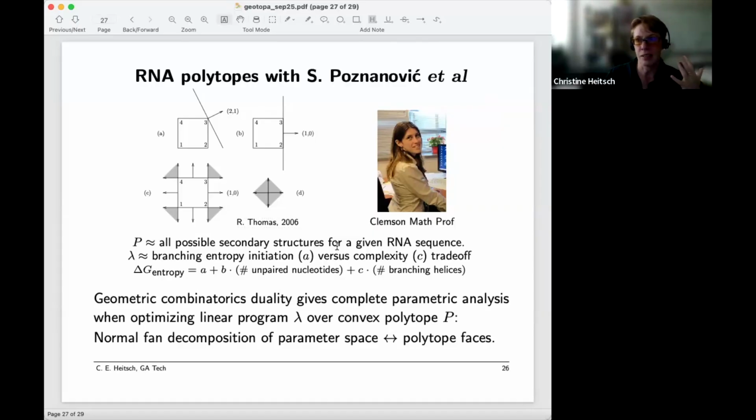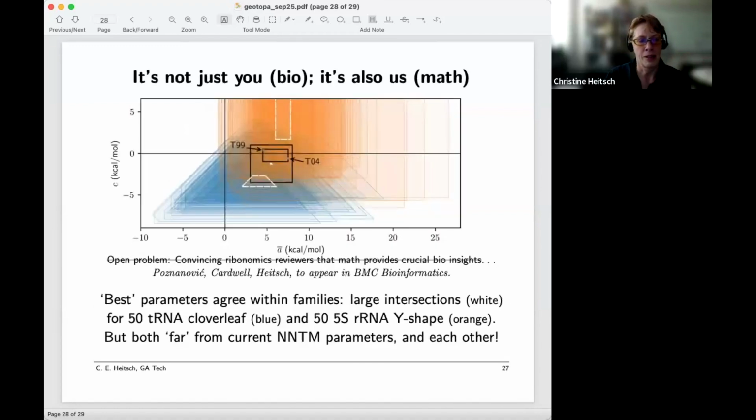Now, our convex set is actually the set of all possible secondary structures, more or less. And so it's a four-dimensional space. And our line is actually a four-dimensional hyperplane. But really, what we're most interested in is the complexity, the trade-off in the branching entropy function. And so we're going to use this duality between the convex polytope and the normal fan that allows us to fully characterize those parameters. And in recent results, we've been able to show that the math has a profound effect on our ability to accurately predict tRNA structure.